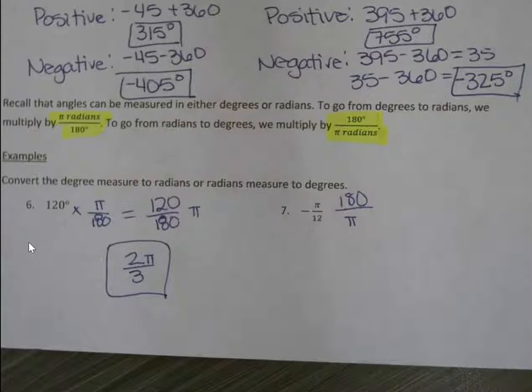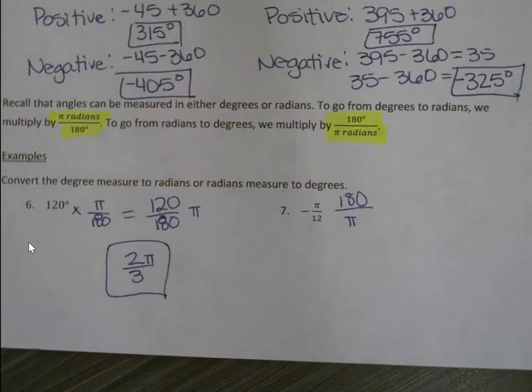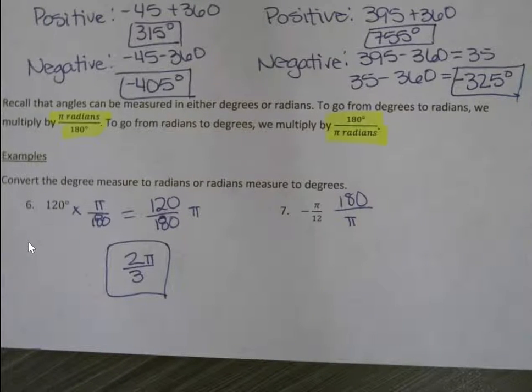You learned this last year in geometry. Remember how the radius, you know what a radius of a circle is, right? So when you go to map the radius on the circumference of the circle, it goes around 6.28 times. And so basically a radian is 1/2 of the circle. Does that make sense? Okay.